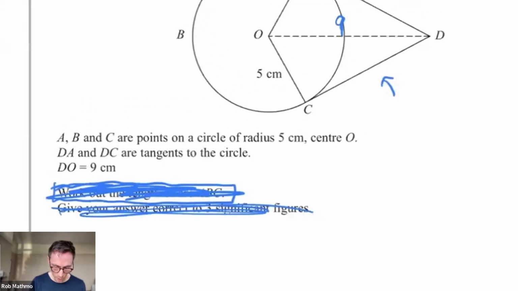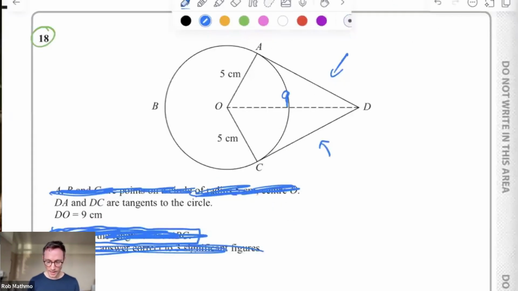So A, B, and C are points on a circle. I mean, that's just nonsense, just whatever. That's just the diagram. Radius 5, that's already drawn on. Center O, yeah, obviously. D and A are tangents, right? So I've already written tangent there. Maybe tangent there, fine, that's done. And everything's already on the diagram. So there's 5 marks in this question. And the way to get some marks is just to do anything.